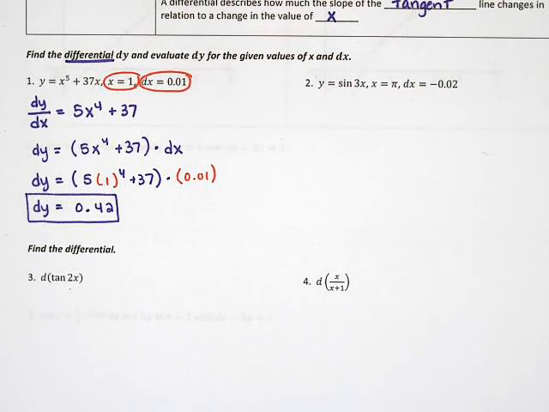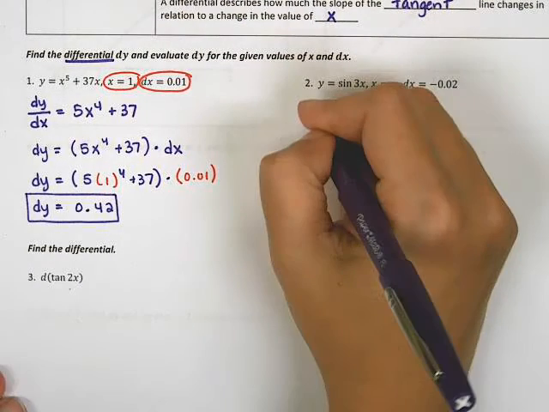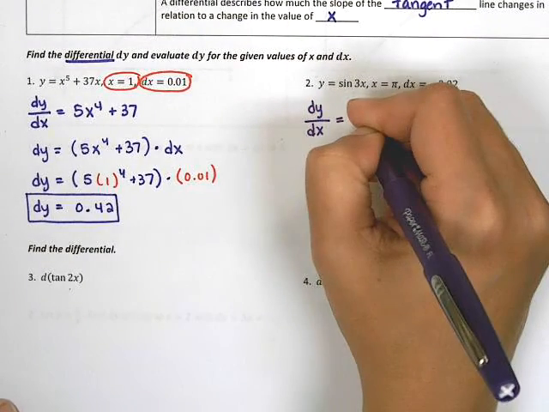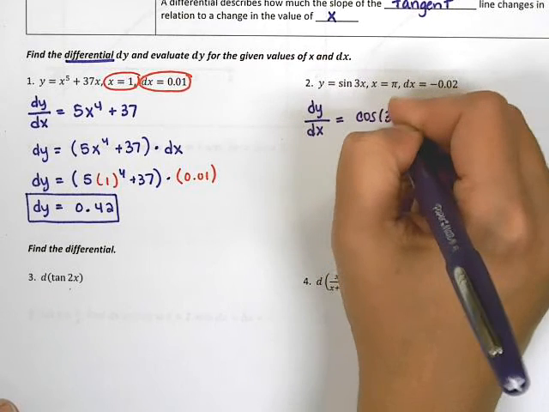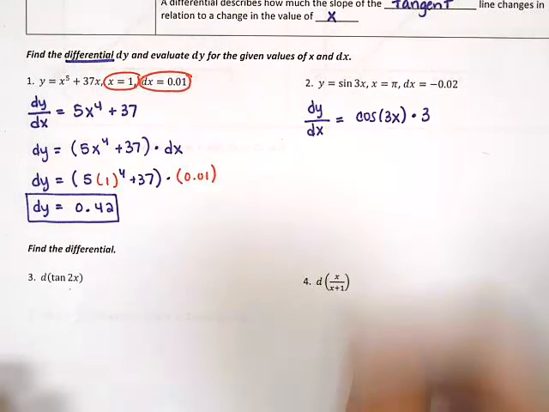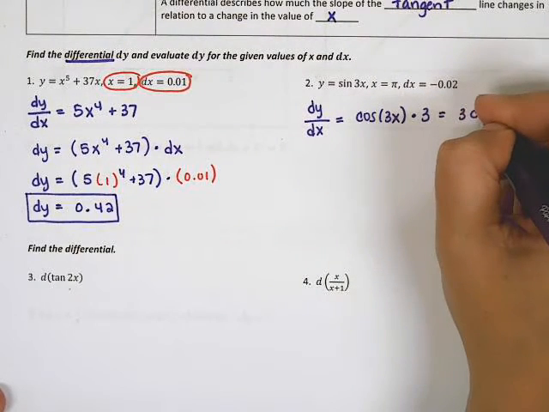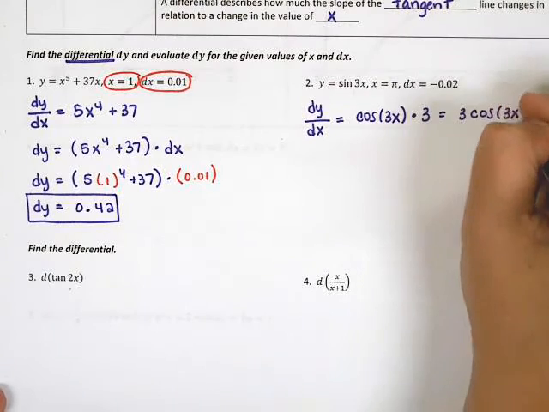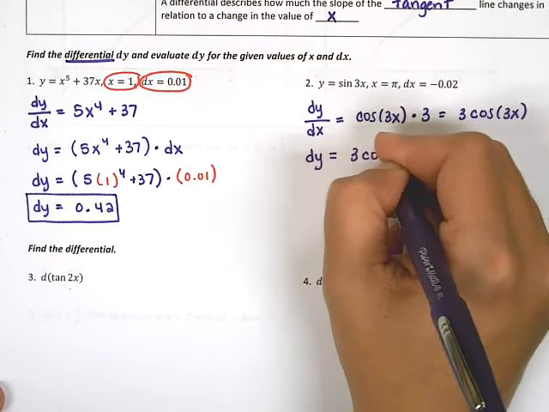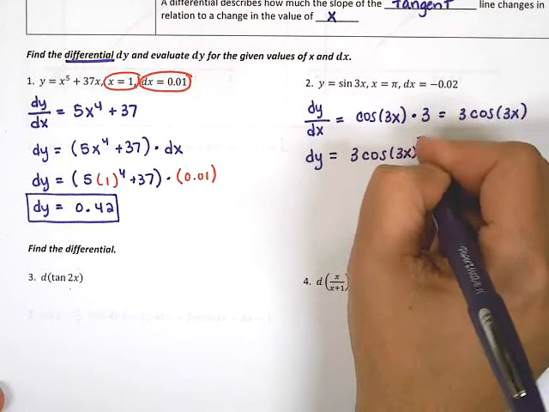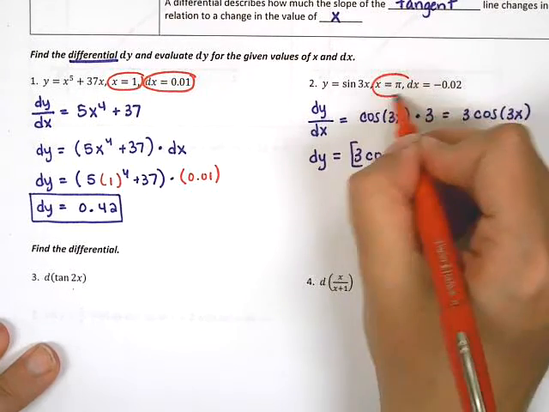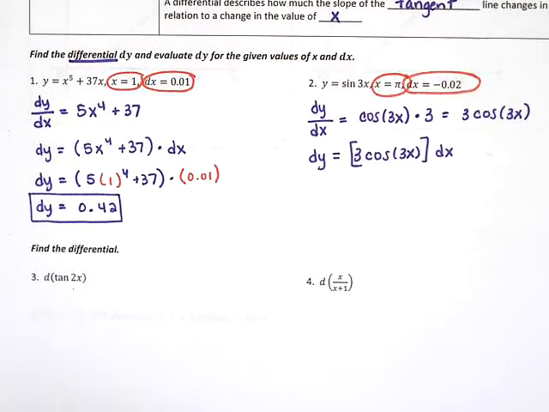Okay, let's do it again. For number 2, first we would calculate the derivative, which would be cosine of 3x times 3, because we would need to do chain rule in this problem, which means ultimately it would be 3 cosine of 3x. Next, we would multiply by the dx in order to get the dy by itself. Finally, it says let x be pi and let dx be negative 0.02.